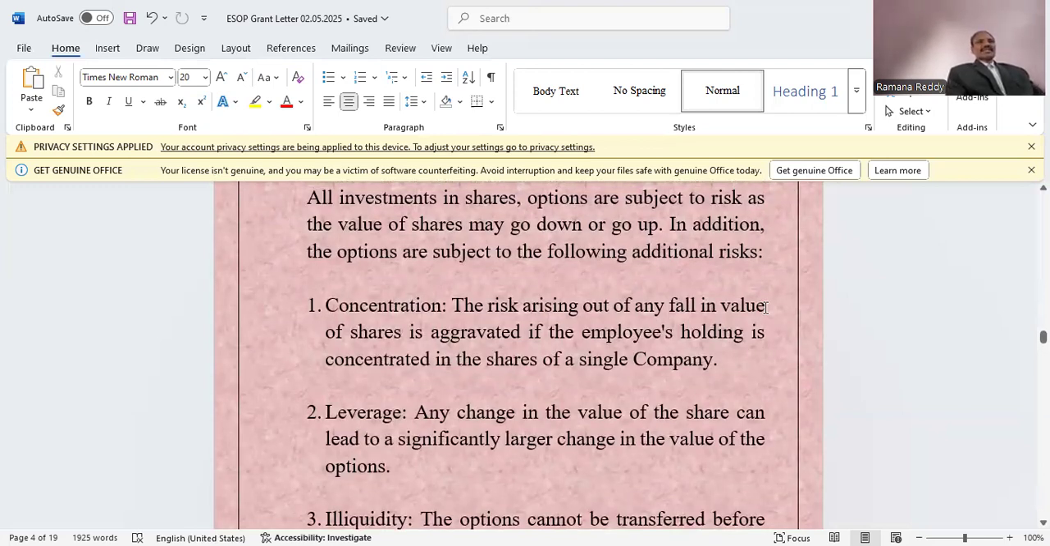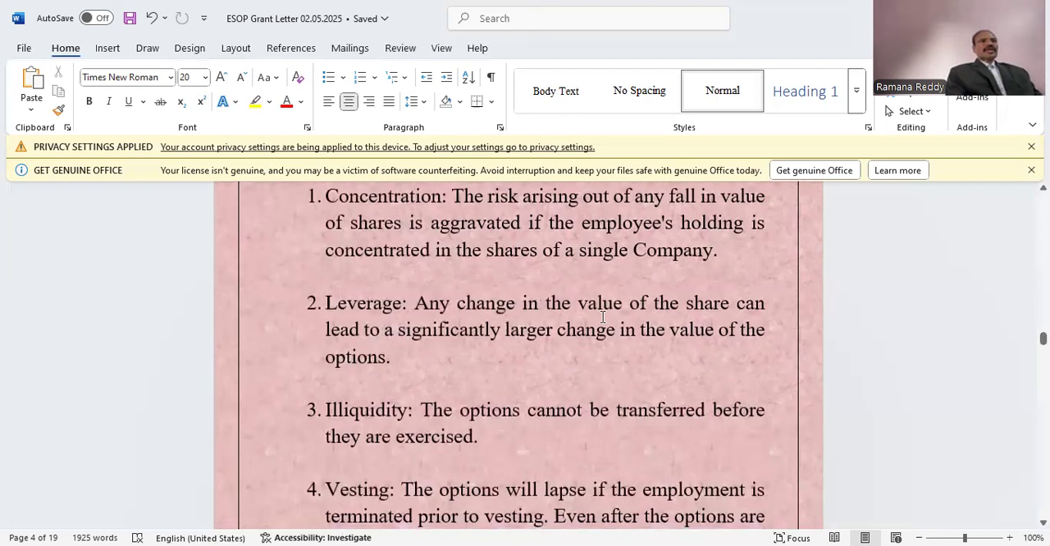What is the concentration risk? Any fall in the value of the shares is aggravated if the employee's holding is concentrated in the shares of a single company, because whatever you are saving, for example 1,000 rupees, you are keeping in one company. Suppose something goes wrong, then the amount will fluctuate as per the share value. Leverage: any change in the value of the share can lead to a larger change, because whatever savings you are keeping in one company, if there is any change, that will be a larger change.